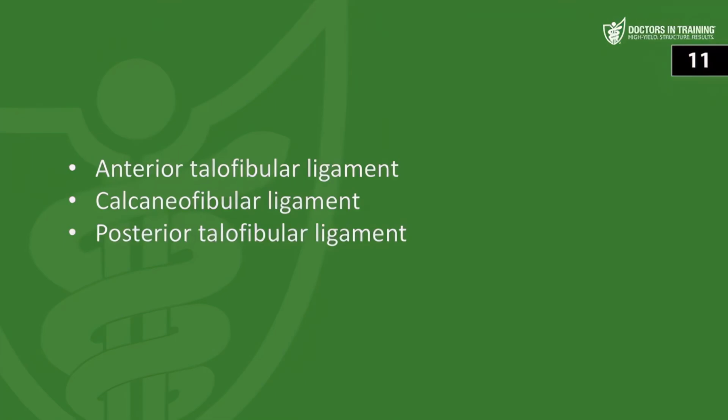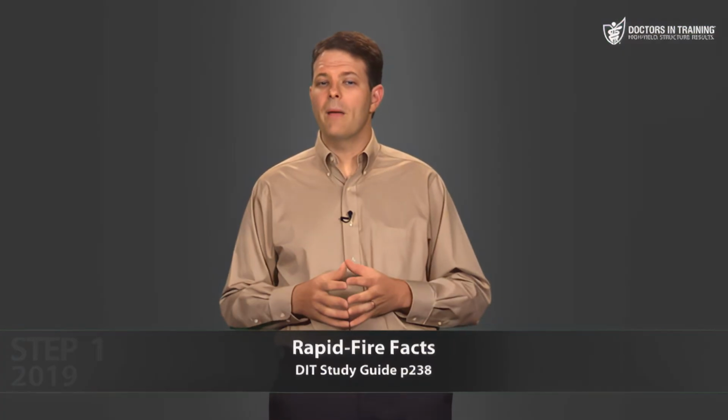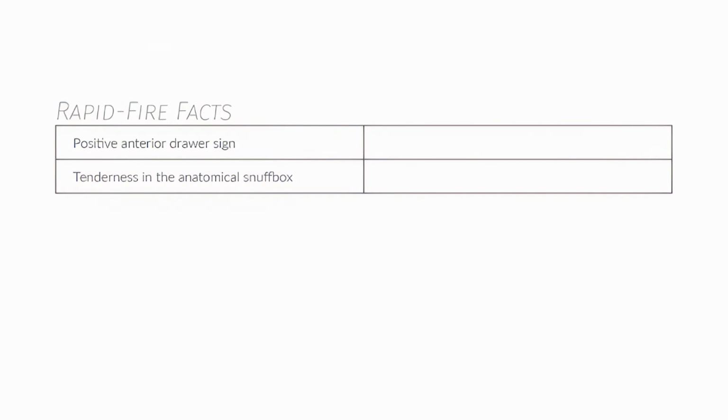But with a severe sprain, you could also see injury to the calcaneofibular ligament and the posterior talofibular ligament. And then we have just a couple of rapid-fire facts. Positive anterior drawer sign should make you think of an ACL injury, and tenderness in the anatomical snuff box should make you think of a scaphoid fracture. That's it for now. I'll see you next time.